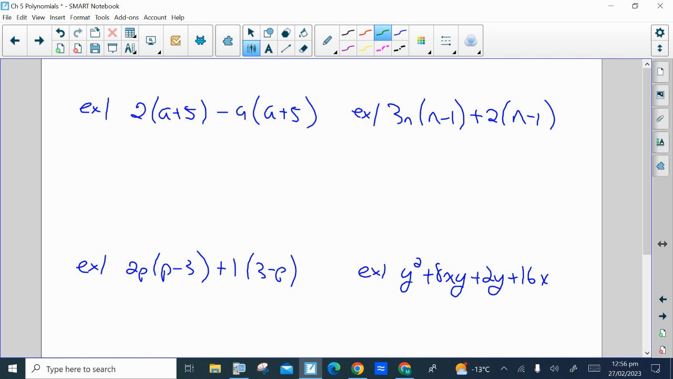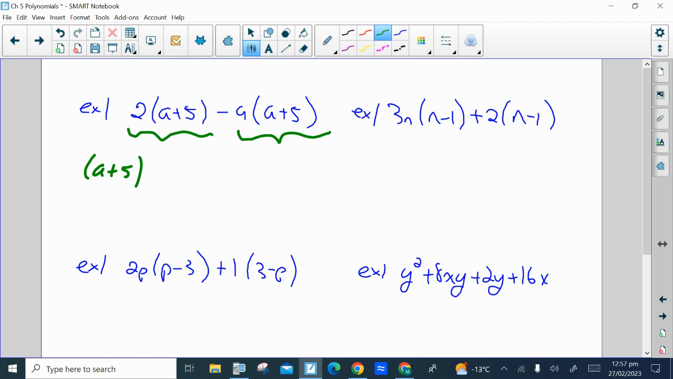Okay, Jan? So this first one, once again, there are two terms. There's the first term. There's the second term. The first term has two factors. 2 is one factor, a plus 5 is the second factor. The second term also has two factors. A is the first factor, a plus 5 is the second. Both of those terms have a factor of a plus 5. That is our common factor.